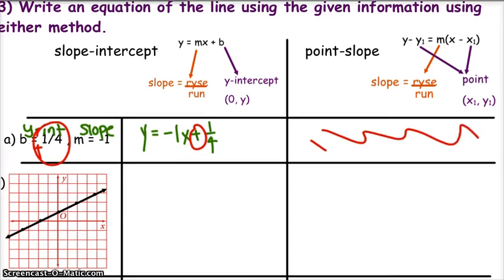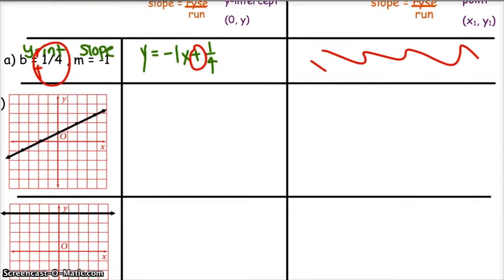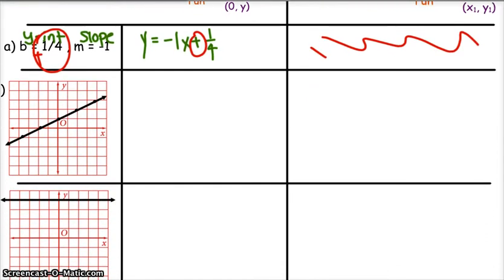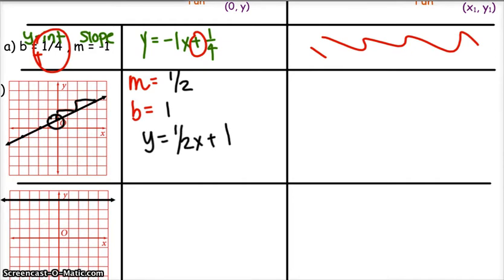Problem B. You're given a graph. To use slope-intercept form, you need slope and you need intercept. Well, my slope is rise over run, rise over run. My y-intercept is here where it's crossing. Y equals, here's your m value and your x value.